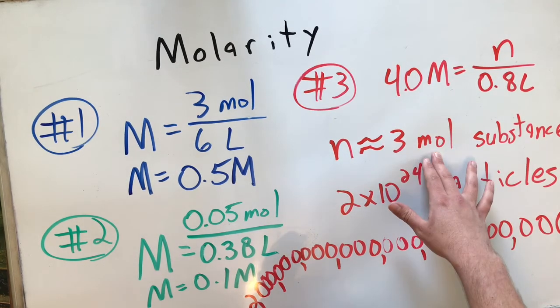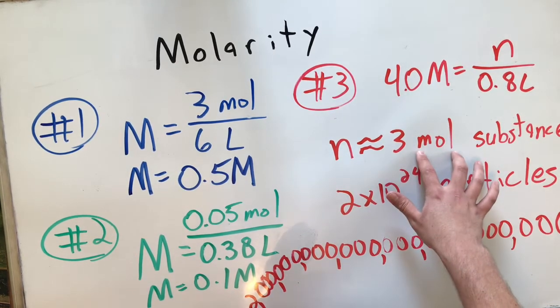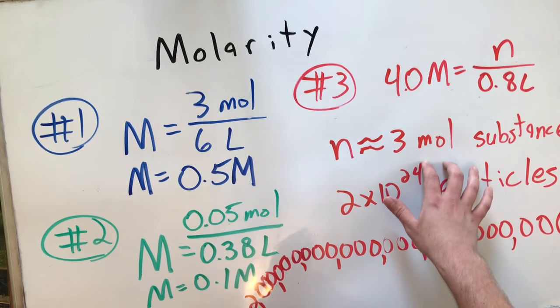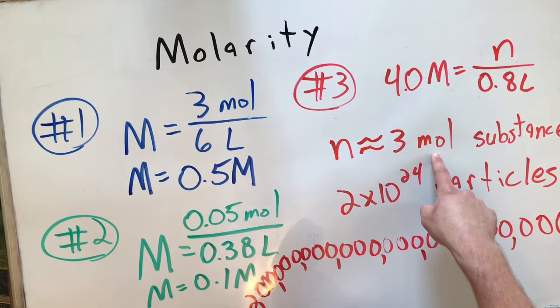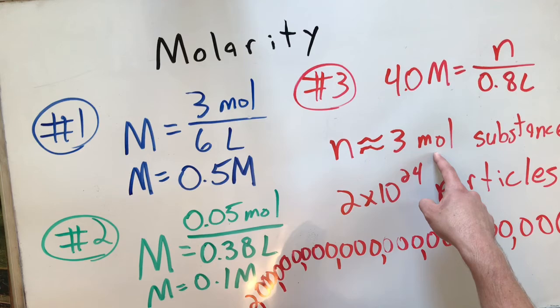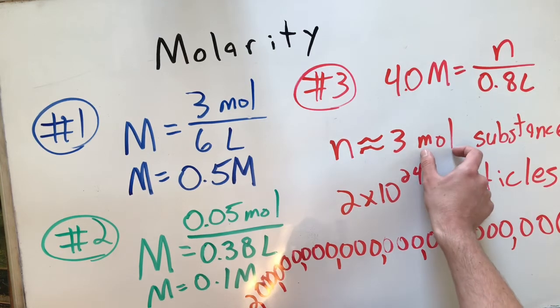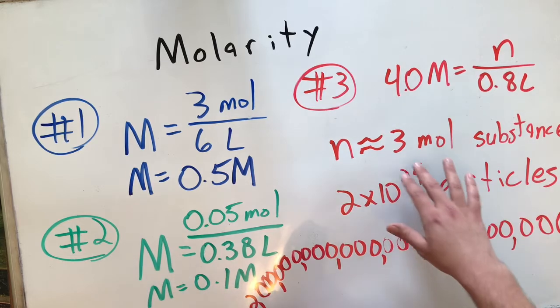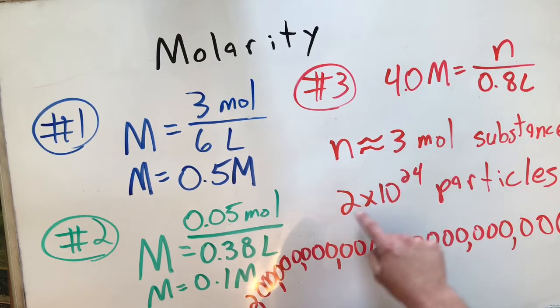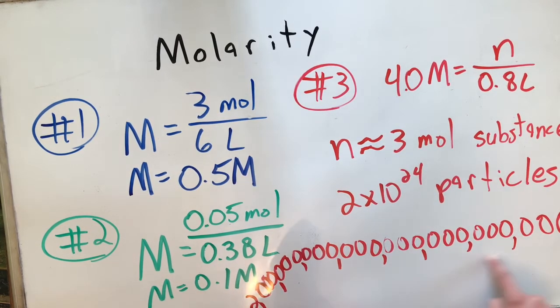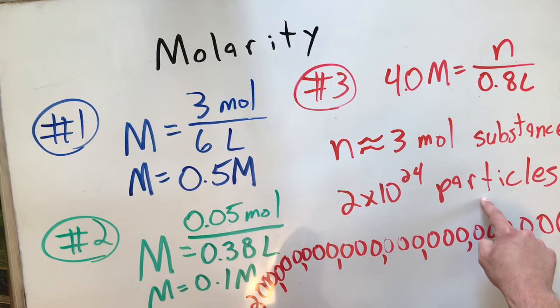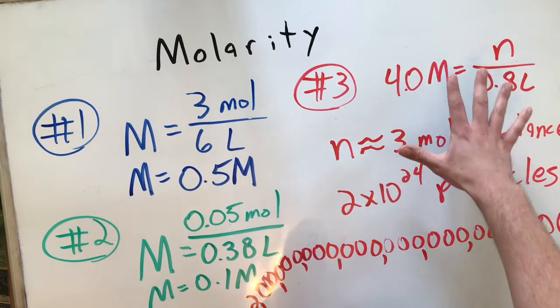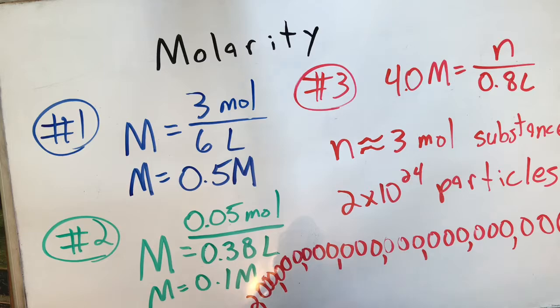So 3 moles. Remember that mole, we can act like it's a dozen. If this said 3 dozen, we would do 3 times 12. But the mole is based on Avogadro's number, which is much bigger than 12. So 3 moles is actually a massive number of particles. This is a very concentrated solution over here.